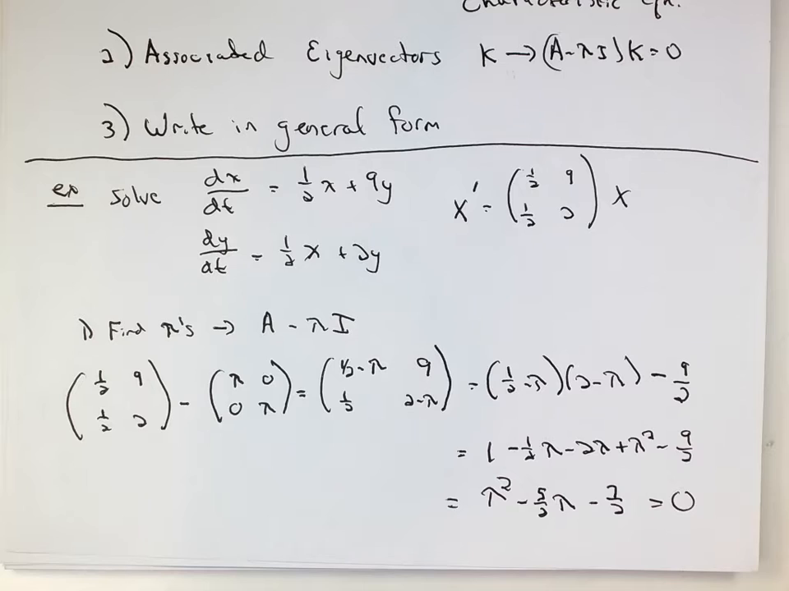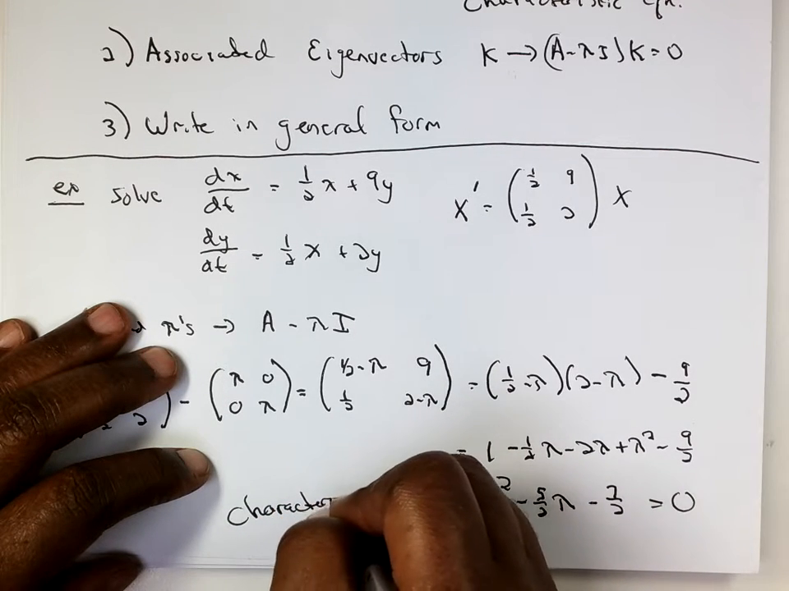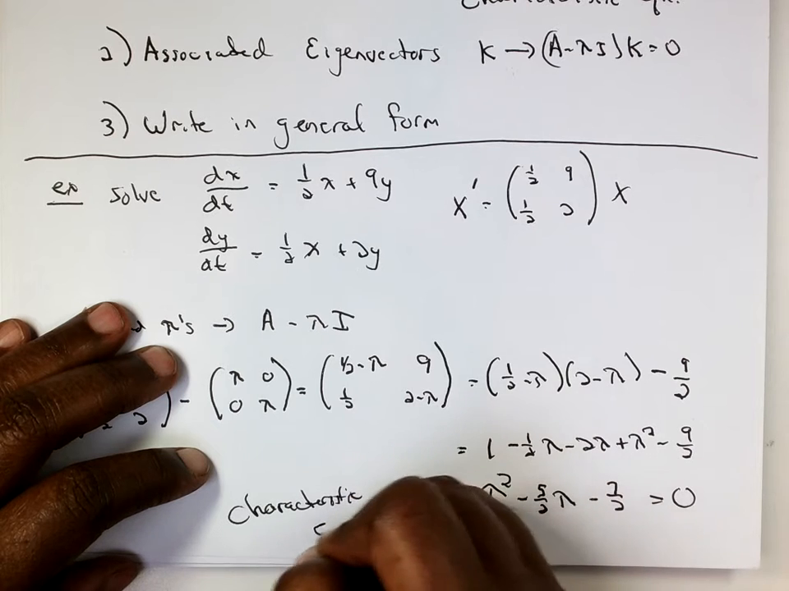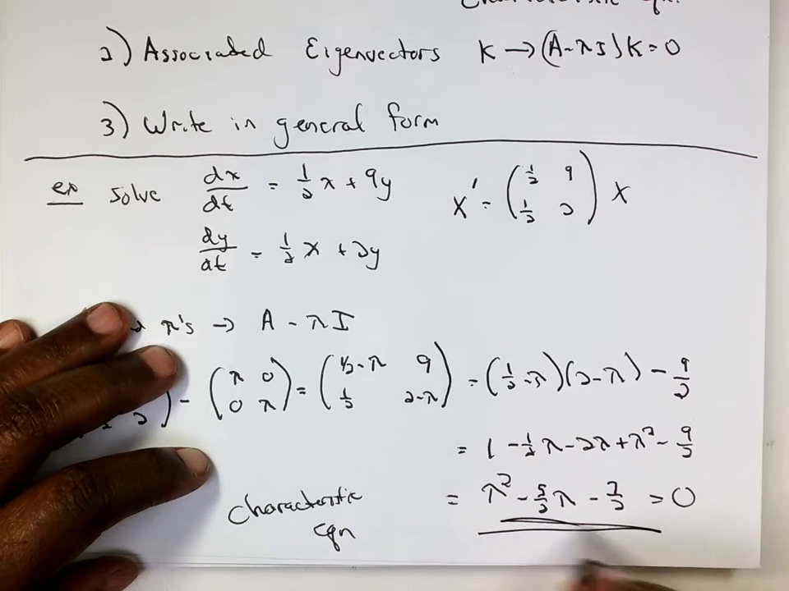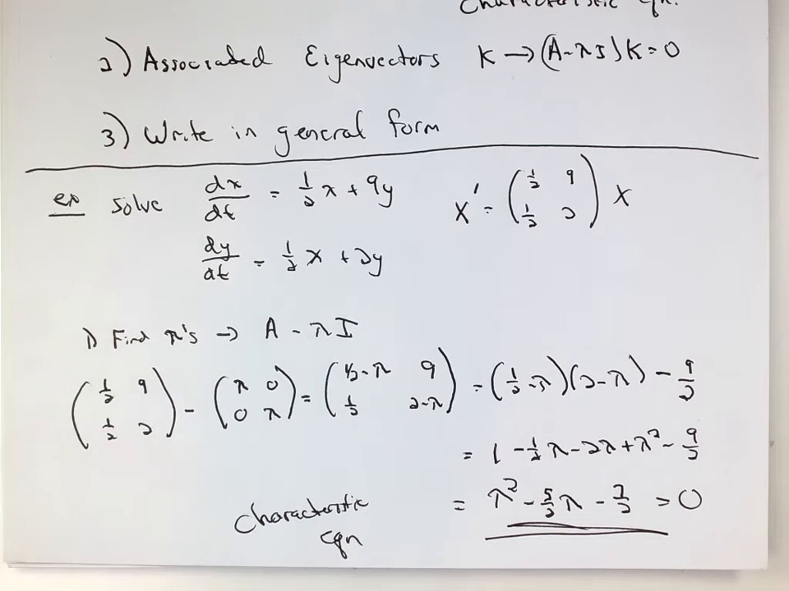And we need to set that equal to 0. So now I have my characteristic equation. So here's my characteristic equation, and I need to solve it for lambda. So I'm just going to rewrite that.